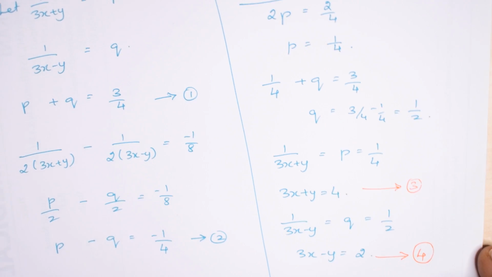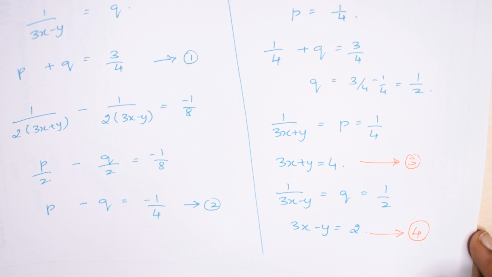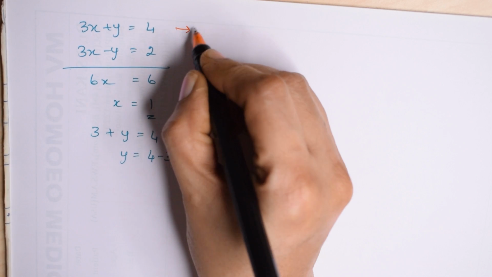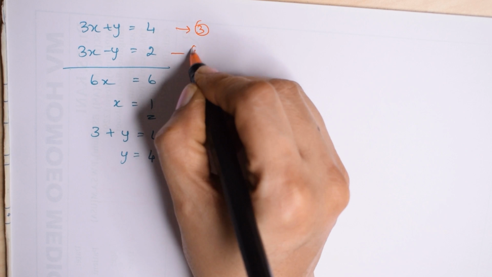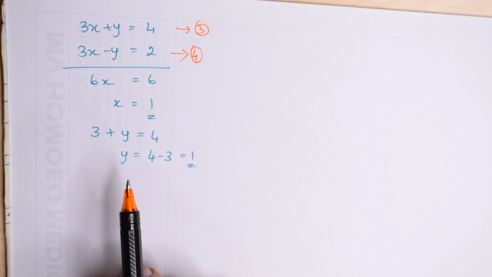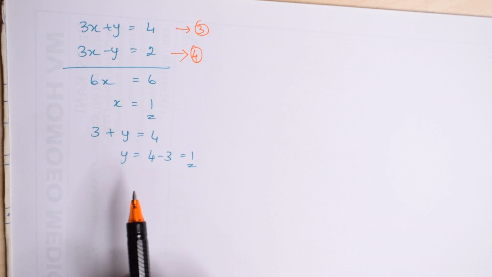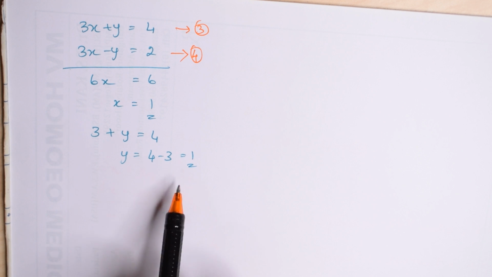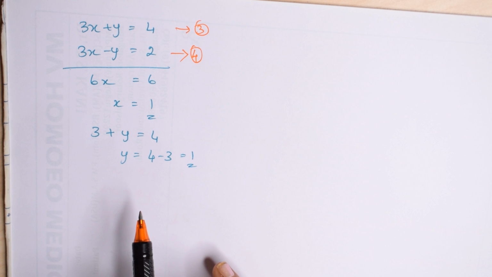Now again I am using elimination method, and I remove this y term. I have this third equation here and the fourth equation here. I am using elimination method, and when I solve it I get 6x is equal to 6, and so x is equal to 1, and I substitute that again, and I have y is equal to 1. So I have found the values of x and y.